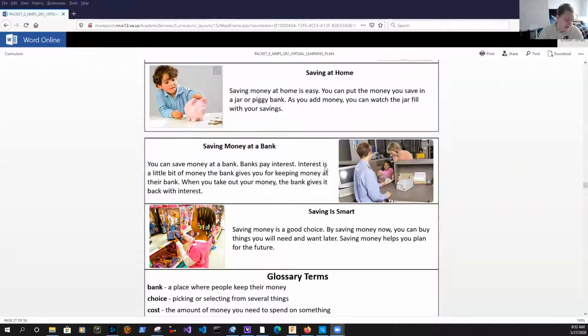Saving is smart. Saving money is a good choice. By saving money now, you can buy things you will need and want later. Saving money helps you plan for the future.